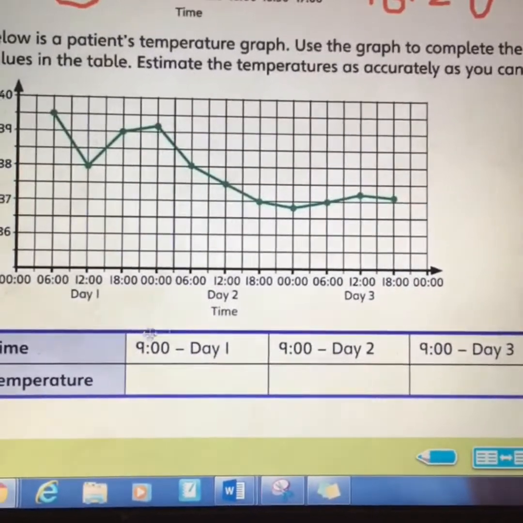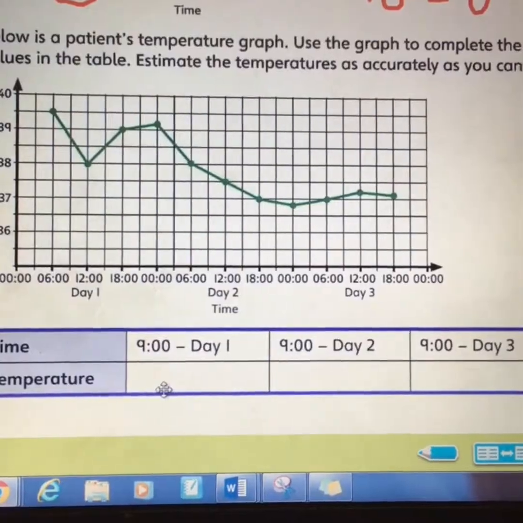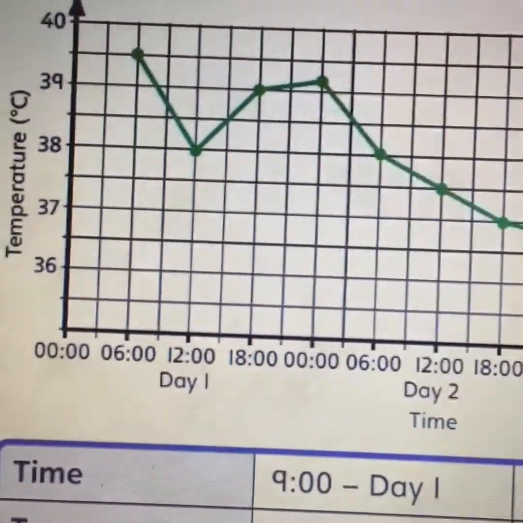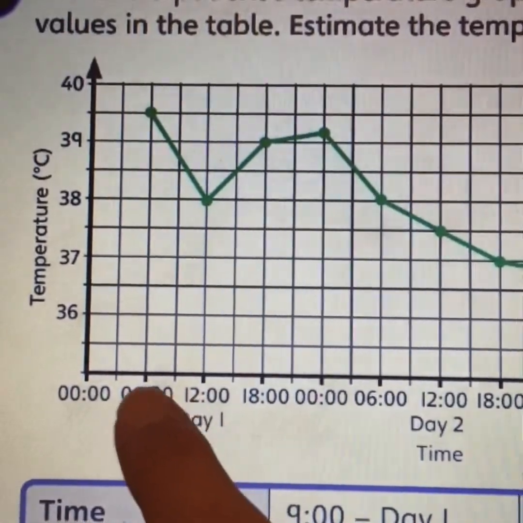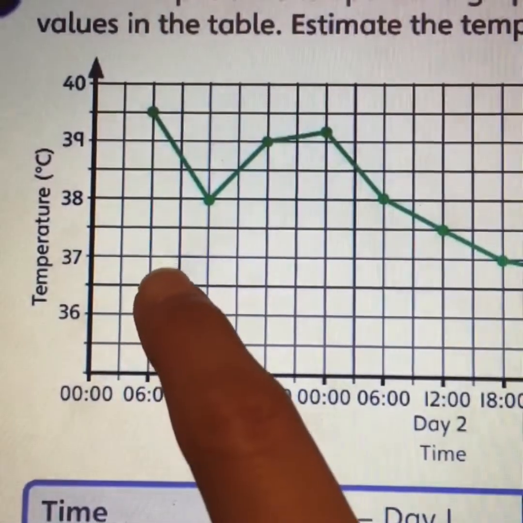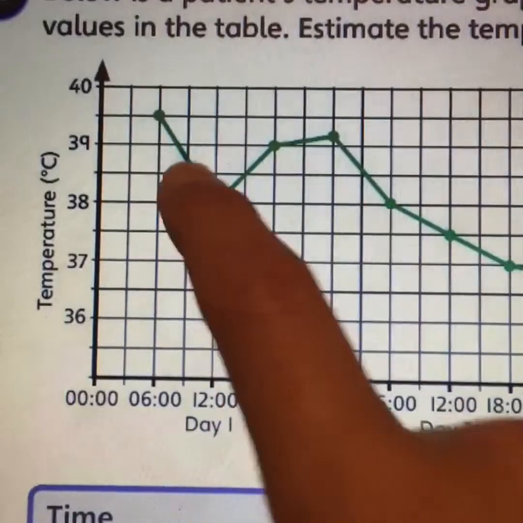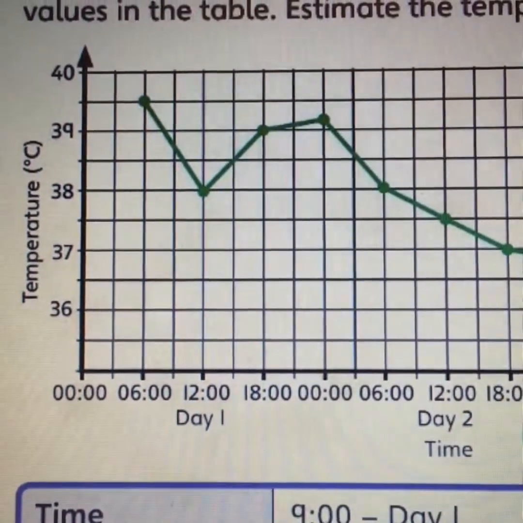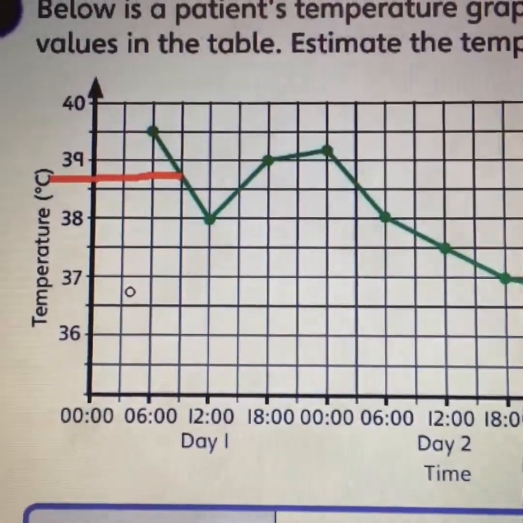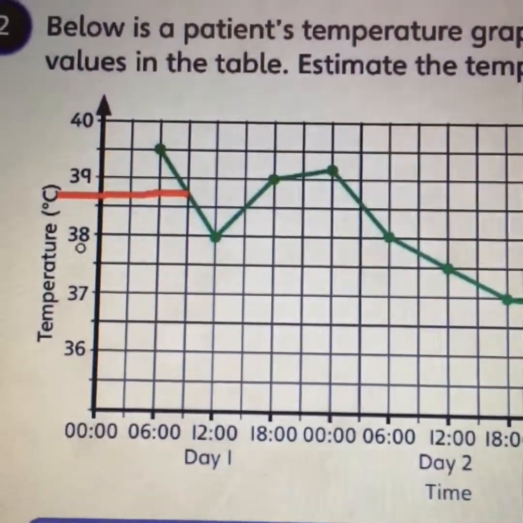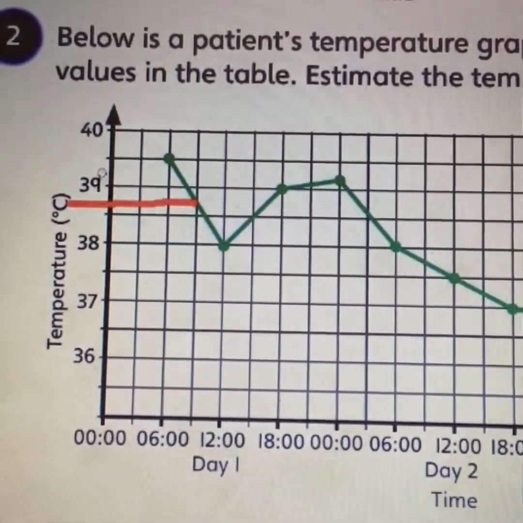So at 9 o'clock on day 1, what was this patient's temperature? So I'm going to go across. I know that this is 9 o'clock because it's 3 hours after 6. I'm going to go all the way up till I hit the line, which is about here. And then I'm going to get my pen. And I'm going to draw. Ooh, not the best drawing. I do apologise. So I can see it's in between 38 degrees and 39 degrees.